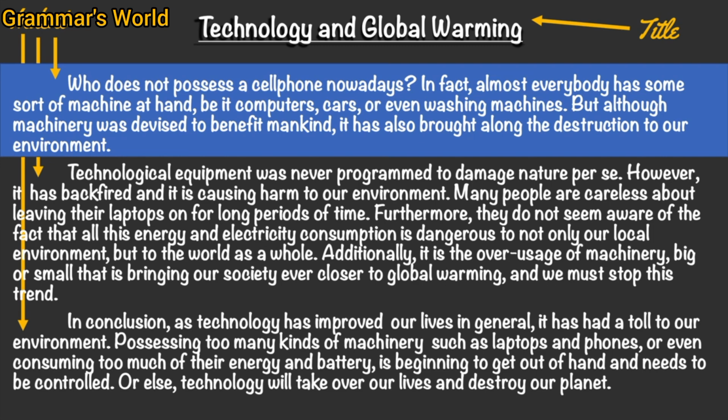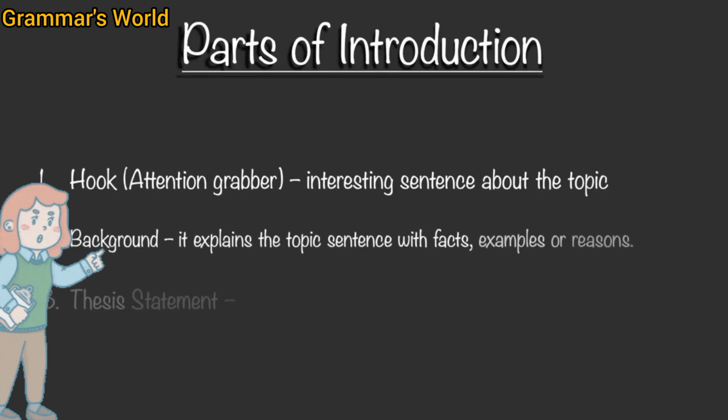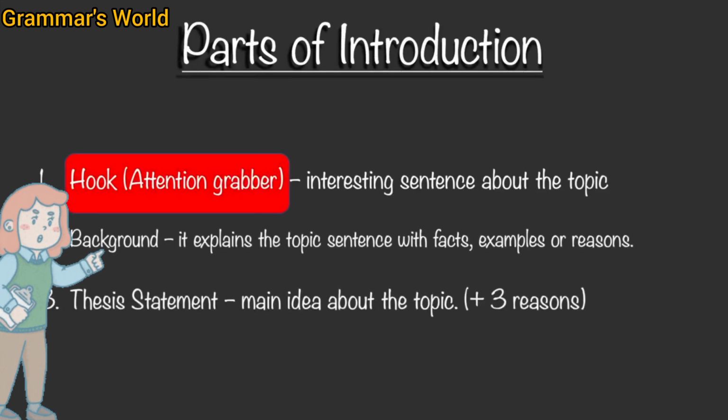Hook. Engage your readers with a compelling opening sentence or question. Background information. Provide context for your topic. Thesis statement. Clearly state the main point or argument of your essay. Parts of introduction. Hook: attention grabber, interesting sentence about the topic. Background: it explains the topic sentence with facts, examples, or reasons. Thesis statement: main idea about the topic.